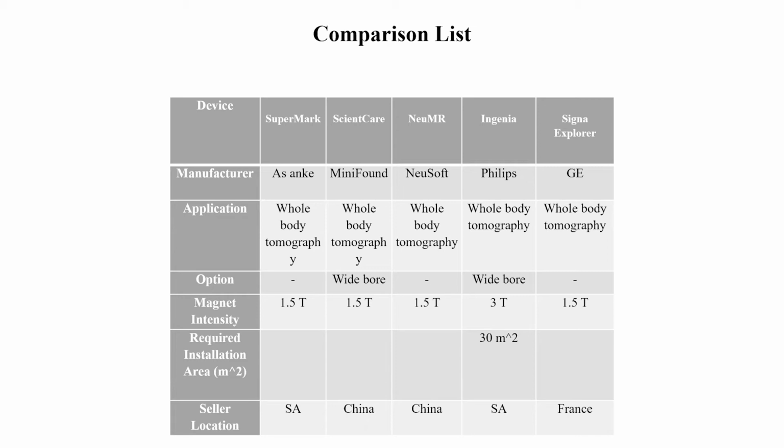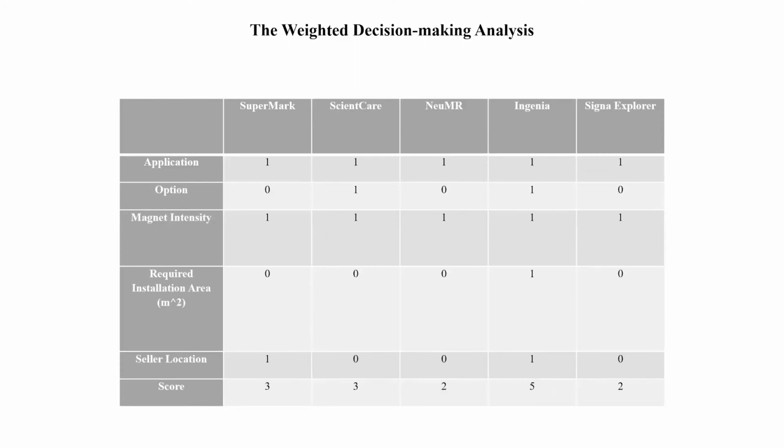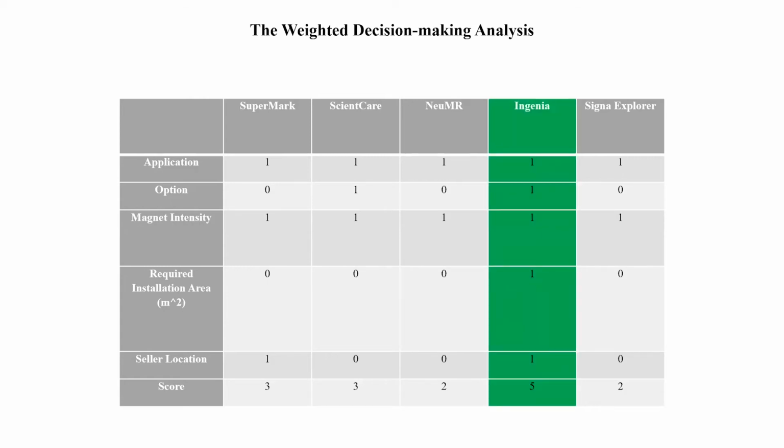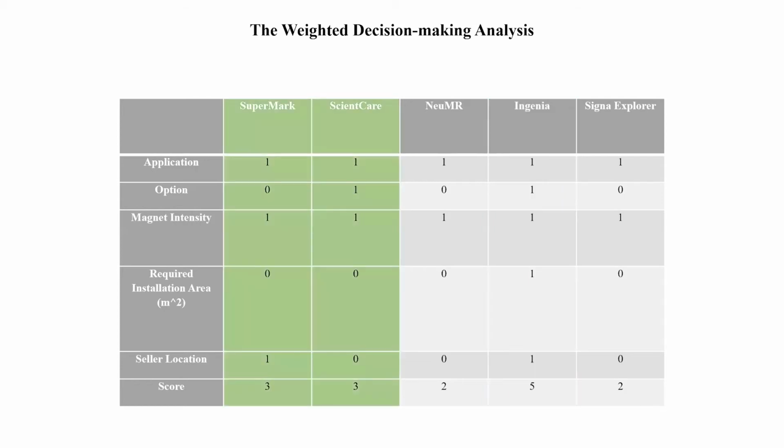And I have used a criteria that is called the weighted decision-making analysis. It is based on marking 1 for a successful criterion and 0 for not meeting the criterion. After doing this analysis, the highest score is for Ingenia. So it is our first purchase decision. And the second, or the backup plan, will be for 2 devices, which are Supermark and SignCare.